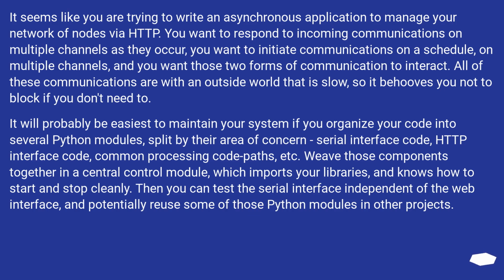All of these communications are with an outside world that is slow, so it behooves you not to block if you don't need to. It will probably be easiest to maintain your system if you organize your code into several Python modules, split by their area of concern: serial interface code, HTTP interface code, common processing code paths, etc. Weave those components together in a central control module, which imports your libraries, and knows how to start and stop cleanly. Then you can test the serial interface independent of the web interface, and potentially reuse some of those Python modules in other projects.